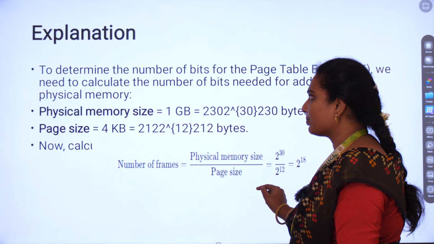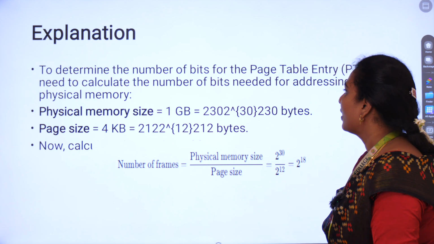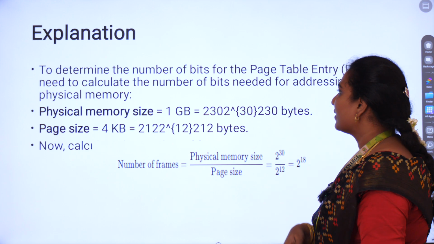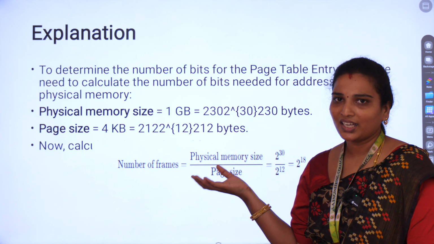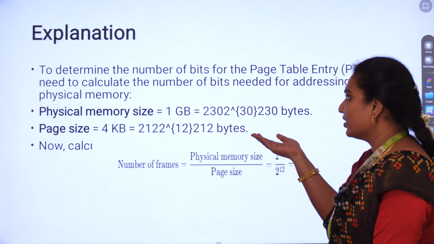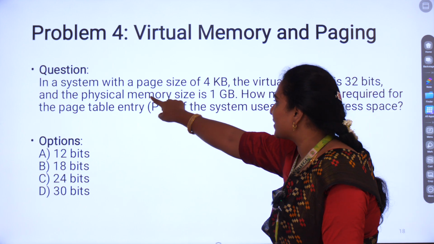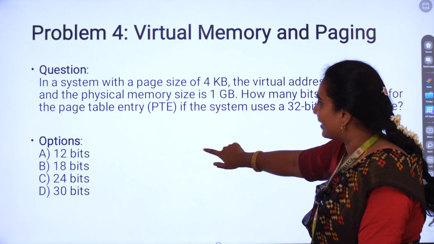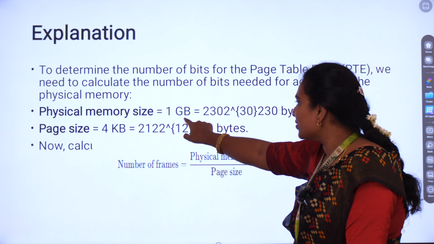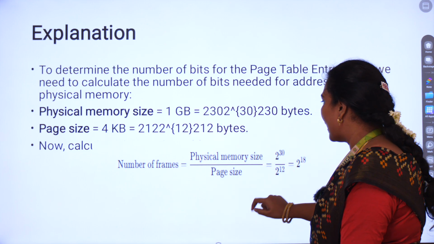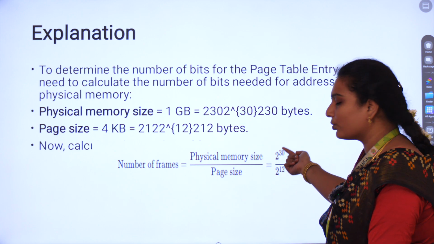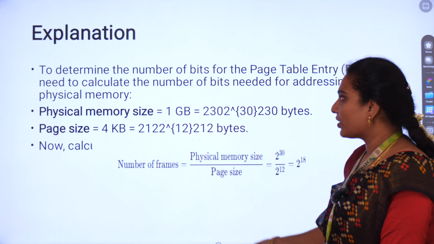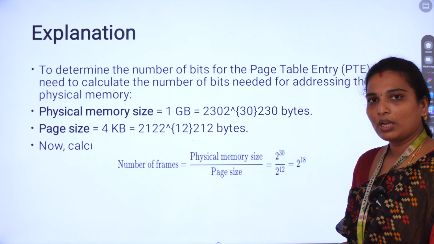Now let us see the explanation for this problem. To determine the page table entry, we need to calculate the number of bits needed for addressing the physical memory. The size of the physical memory is 1 GB, as the data has been given. This 1 GB is converted into bytes, so I am taking 1 GB as 2 to the power of 30, because GB is converted into bytes.